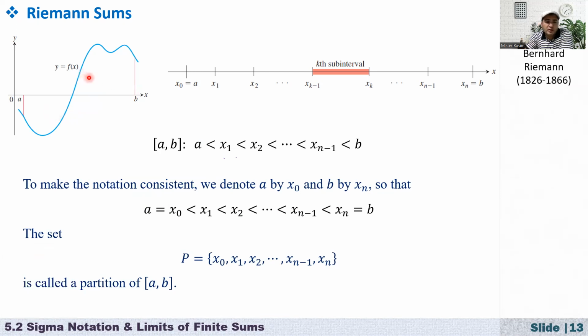Y is equal to f of x, that's the graph of the function, over [a, b]. Now we are going to introduce one very important concept for definite integrals: it is to form a Riemann sum. How are we going to form a Riemann sum?